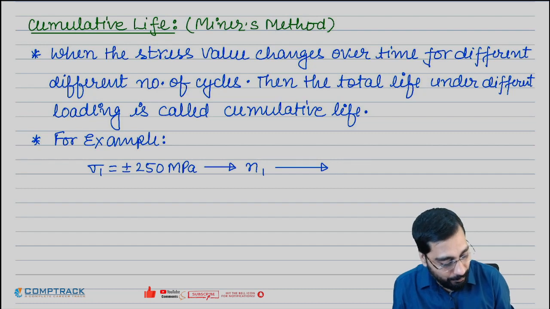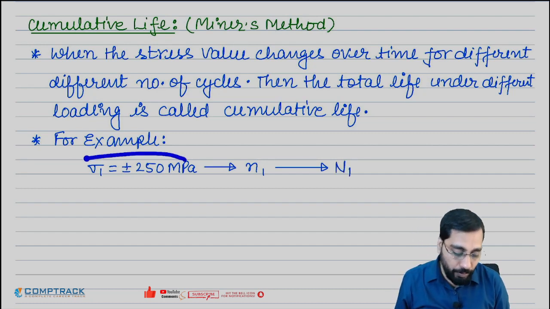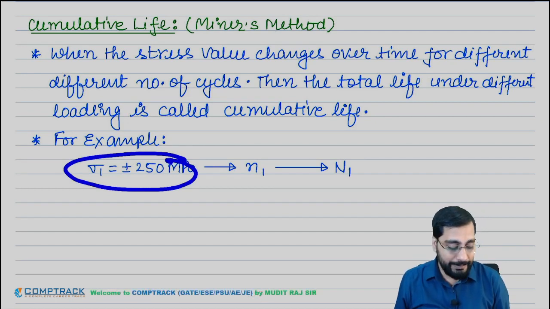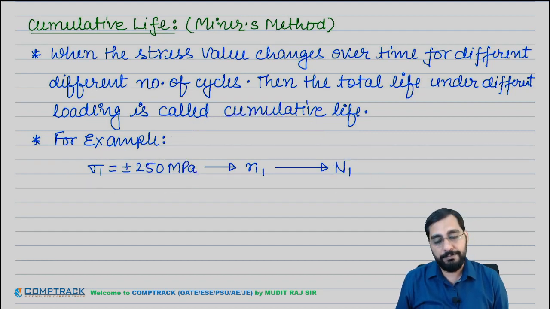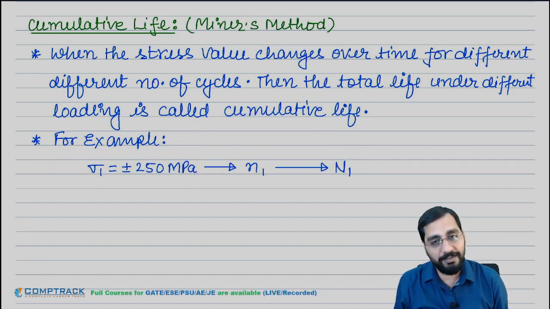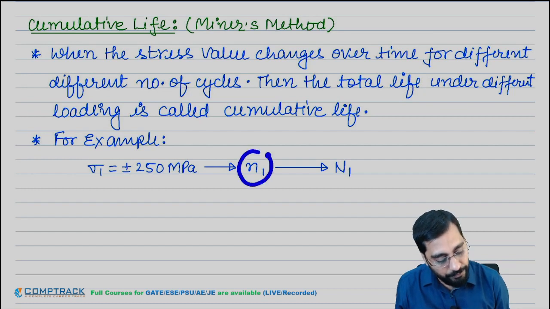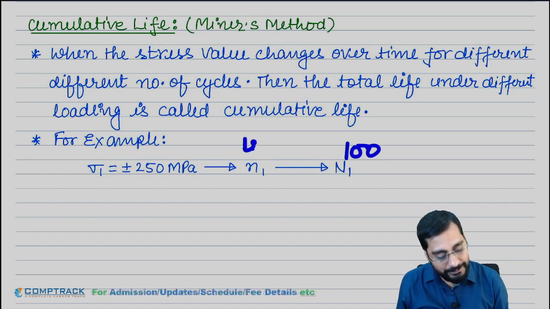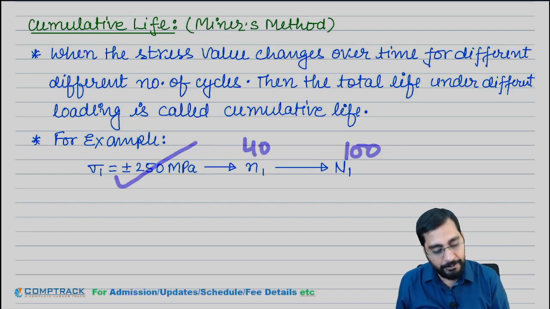Capital N1 number of cycles. If you apply only this stress continuously up to the failure, then it will complete the capital N1 number of cycles. It could complete N1 cycles, but it was run only for small n1 number of cycles. Let's say it can go up to 100 cycles, only let's say 40 cycles you are running with this stress.